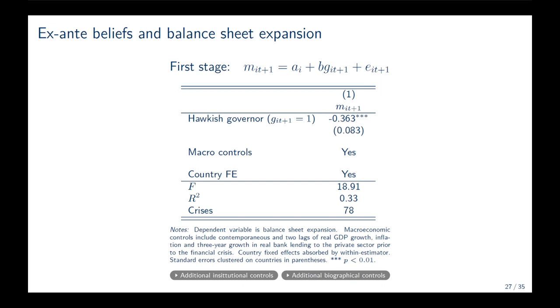So here's the first stage. Hawkish governors are about 40% less likely to intervene or to expand the balance sheet in the crisis, to provide liquidity to the financial sector, to take on that lender of last resort role.